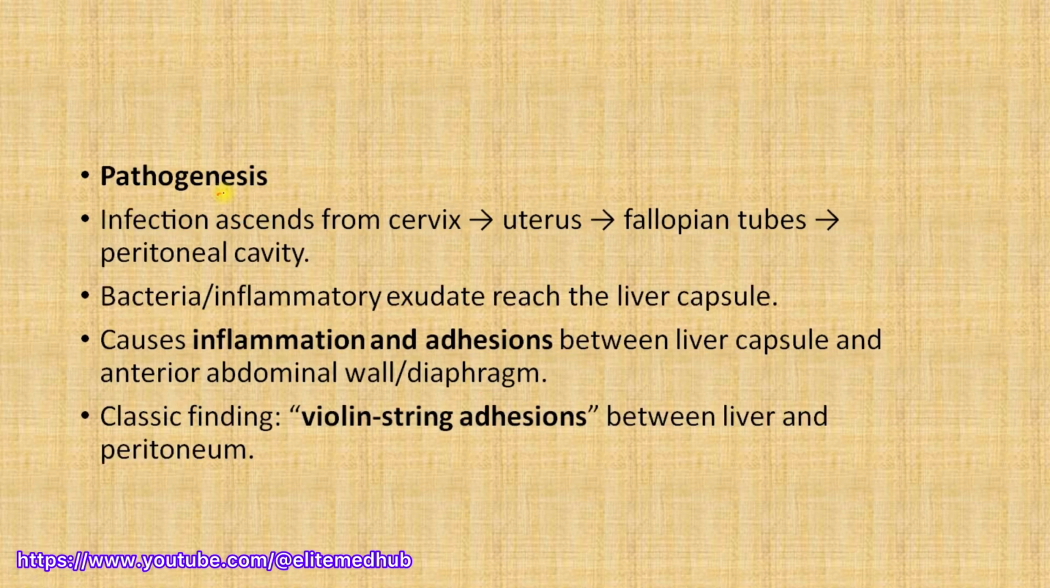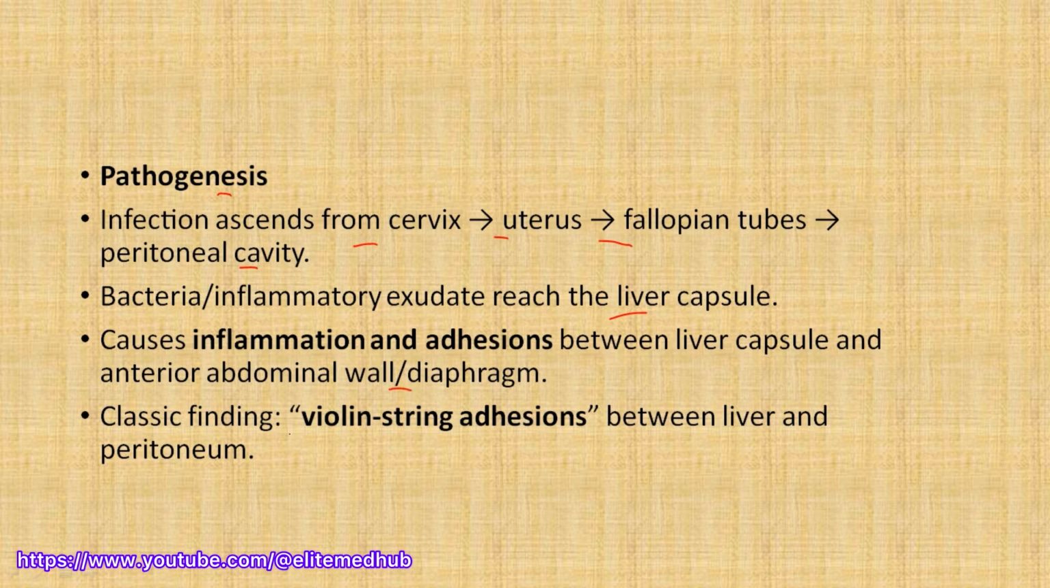So what is the pathogenesis? Infections ascend from the cervix to the uterus to the fallopian tubes and finally into the peritoneal cavity. Bacteria and inflammatory exudates reach the liver capsule. This causes inflammation and adhesions between the liver capsule and anterior abdominal wall or diaphragm.